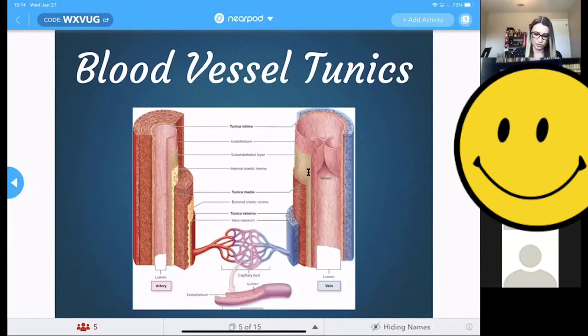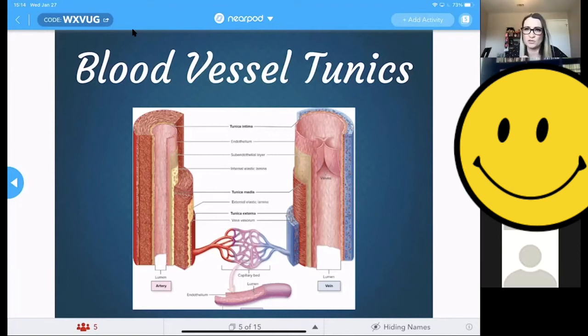Tunica media, if you look at the artery, has a pretty thick layer of smooth muscle. That's the red part right there. So you can hopefully recognize the smooth muscle cells. And then on the outside, as we're working our way towards the outside, you have the external elastic lamina. And so that's tunica media. On the vein, because we don't have the elastic lamina, the tunica media is only the smooth muscle.